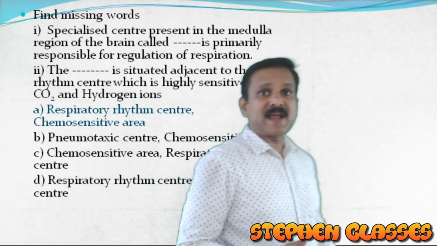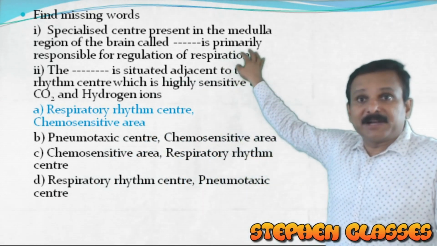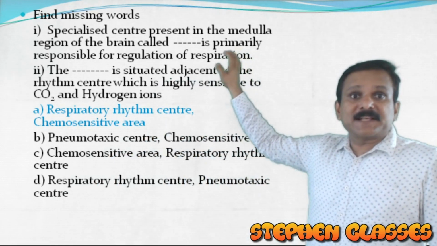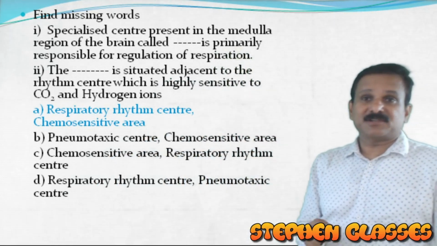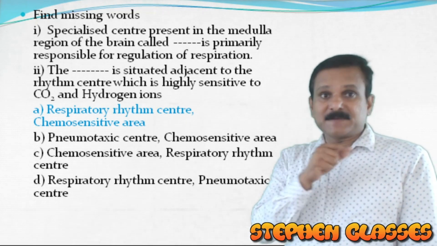We have the question slide for you. Two statements are given. Specialized center present in the medulla region of the brain, which is primarily responsible for regulation of respiration. For that, our answer will be respiratory rhythm center.